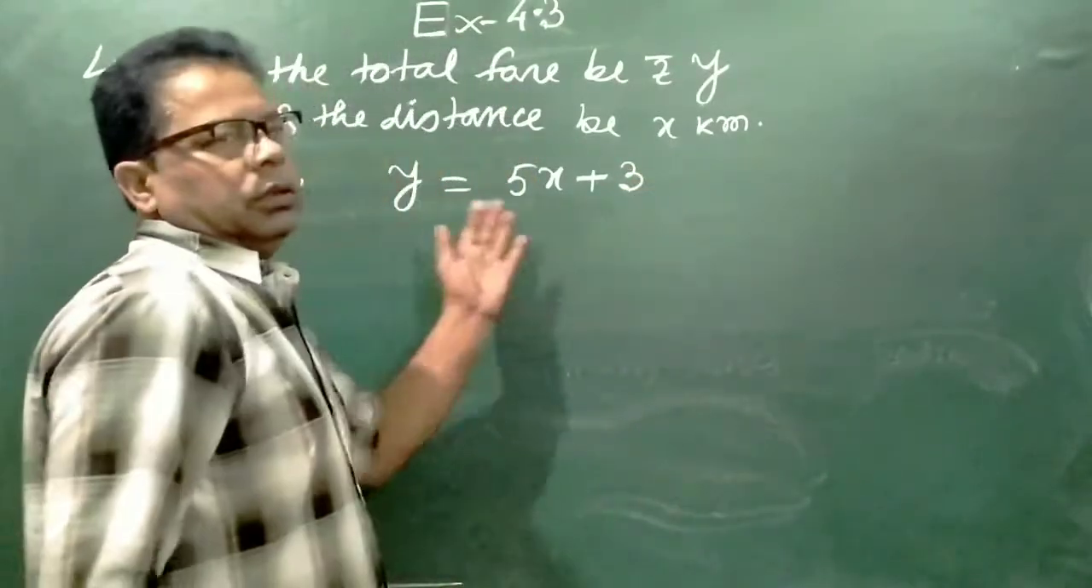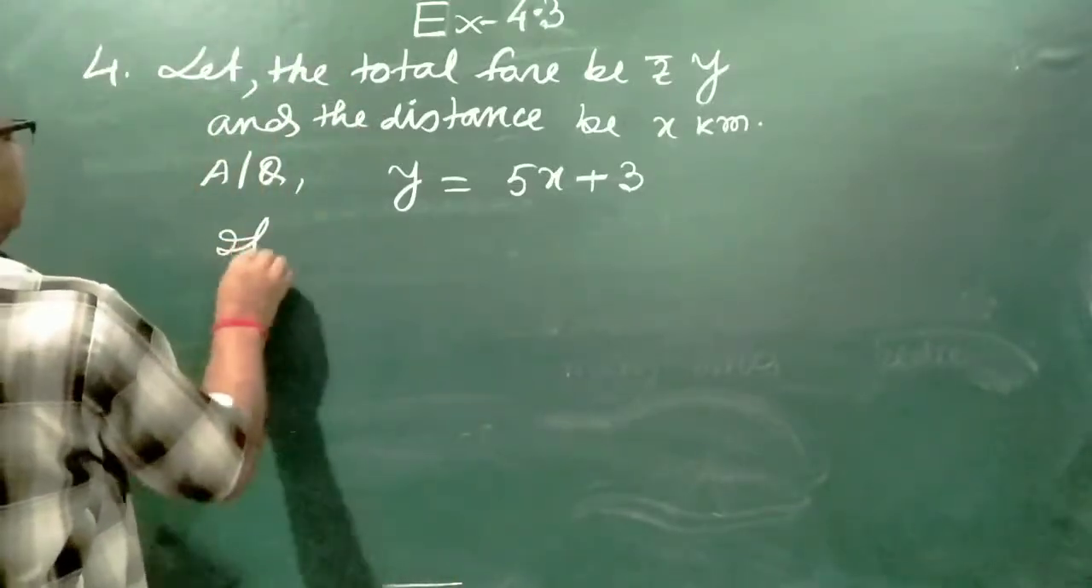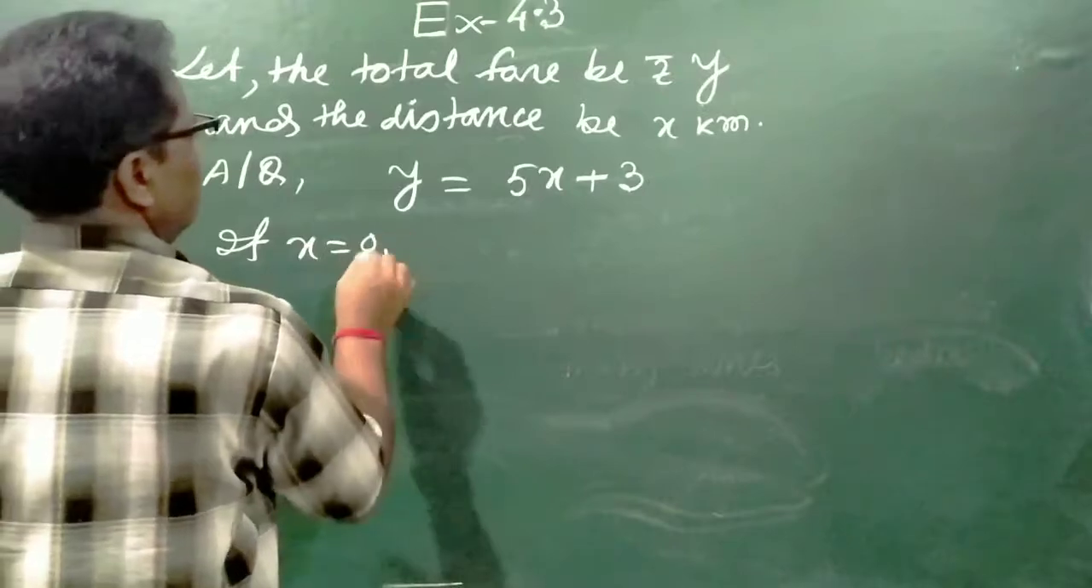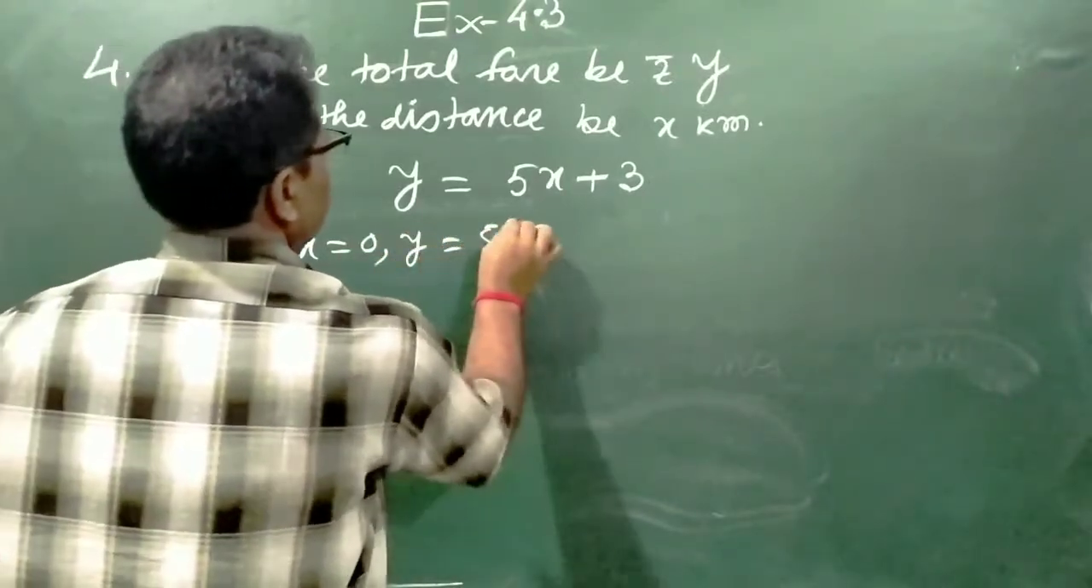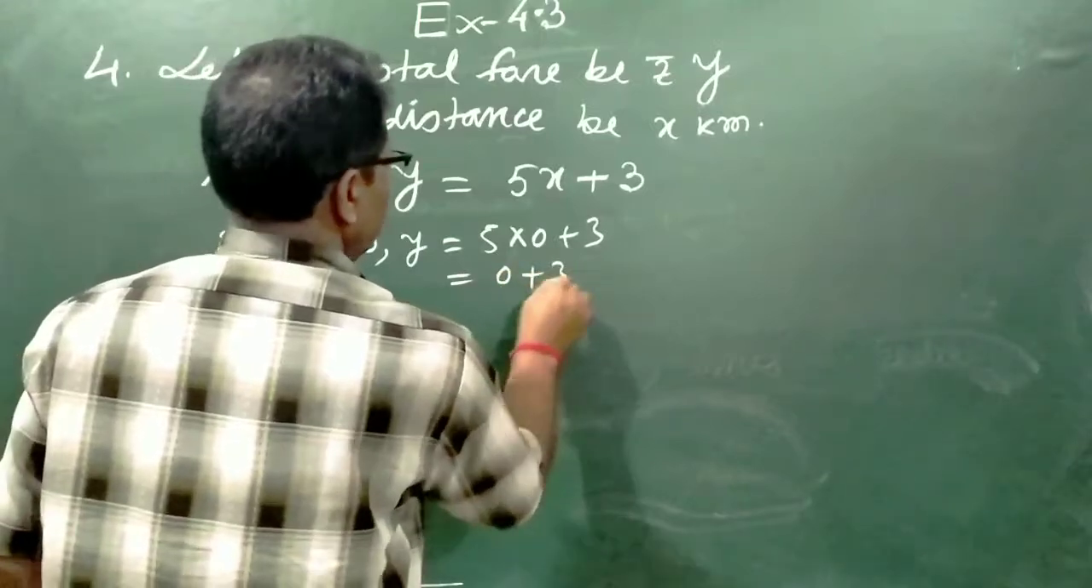Now for this linear equation, we need to draw the graph. If x is equal to 0, what will be the value of y? 5 into 0 plus 3, which is 0 plus 3, which is 3.